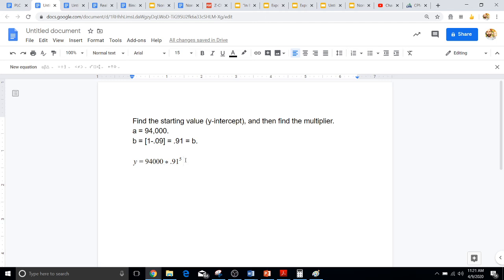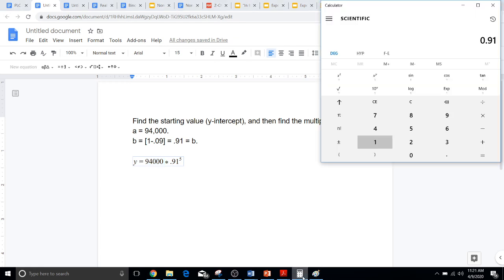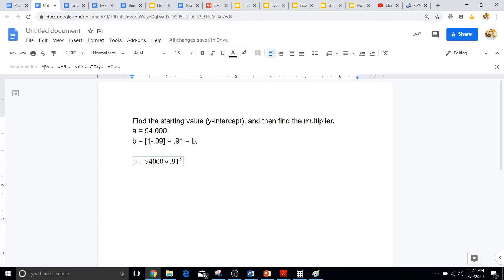Now remember, when we solve exponential functions, we always have to start with the exponent first, and then afterwards we'll multiply by our starting amount. Let's take the value of 0.91 to the power of 5. This gives us approximately 0.624. So let's go ahead and rewrite that in here.